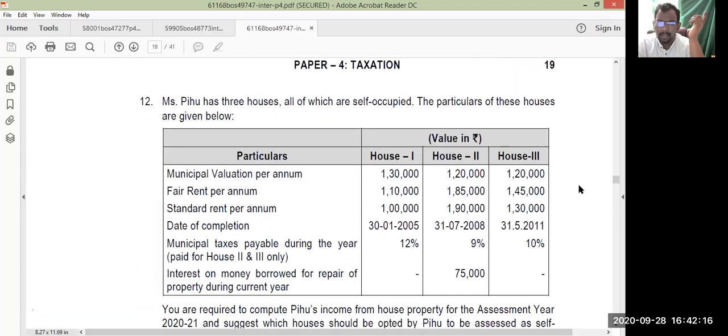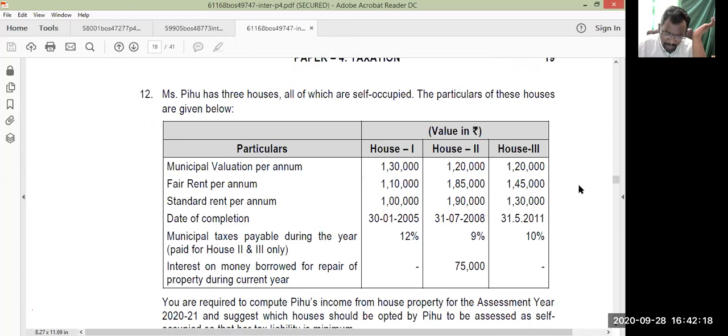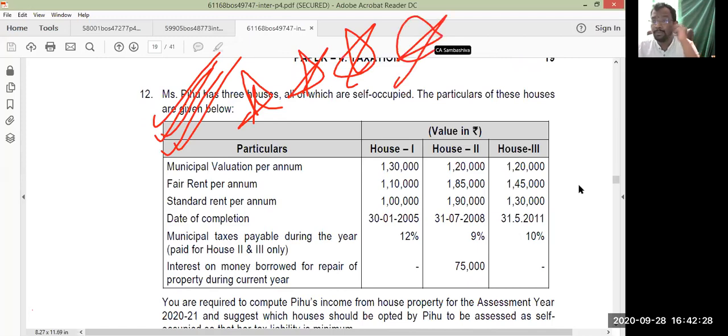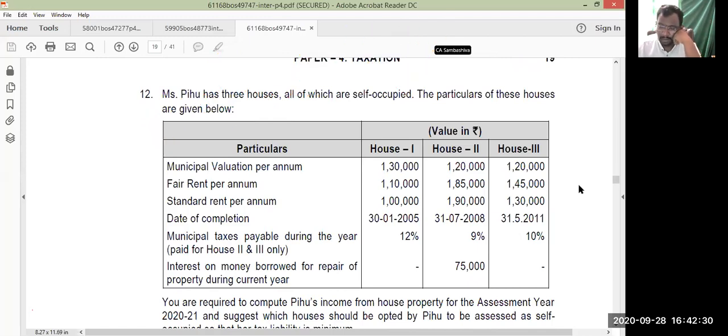Now, this 12th question, mark it as very, very important. As many stars as possible, you can put here. Most important. As I said, it is the very important amendment in income from house property.